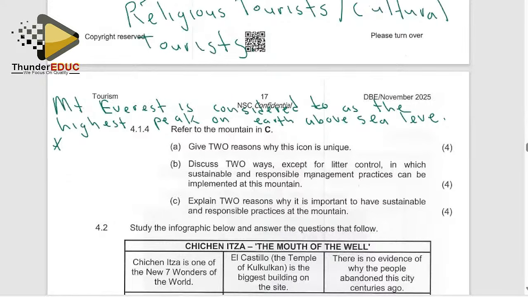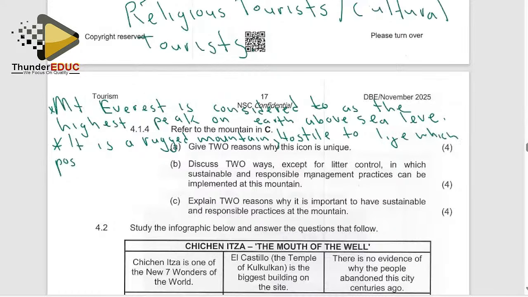Then in addition to that, it is a rugged mountain which is hostile to life, which poses a challenge to climbers. So climbers are fascinated with this mountain because it is rugged. It is very, very rough in shape. It is hostile to life. It poses a challenge to climbers. It gives that grueling climbing or hiking experience. So that's how it is unique.